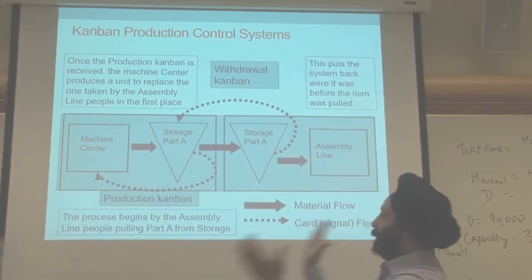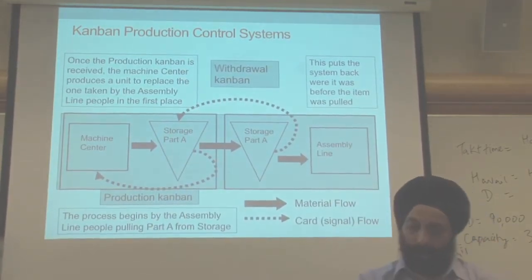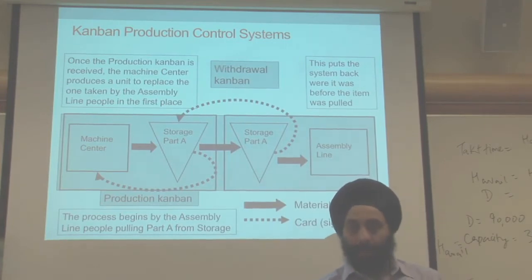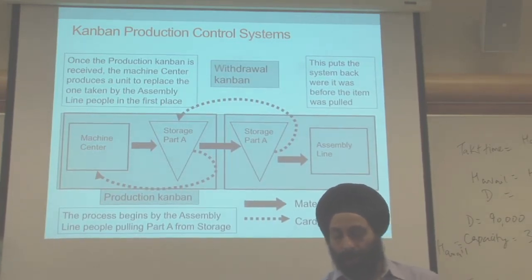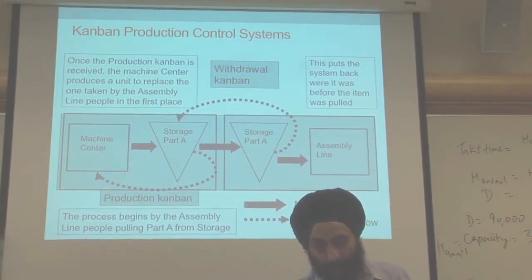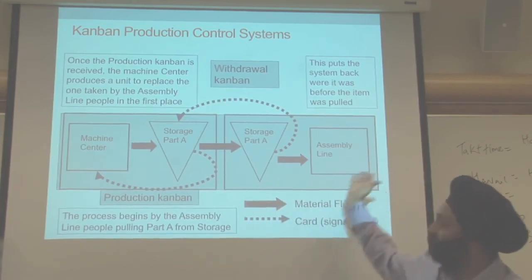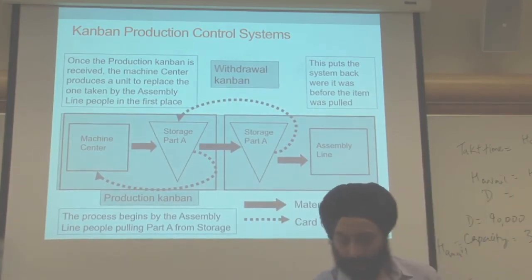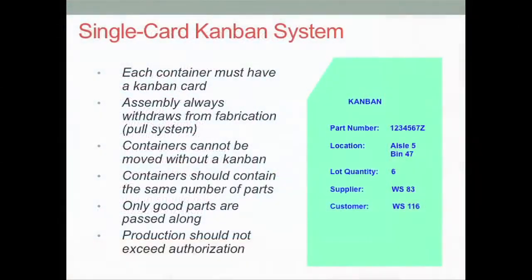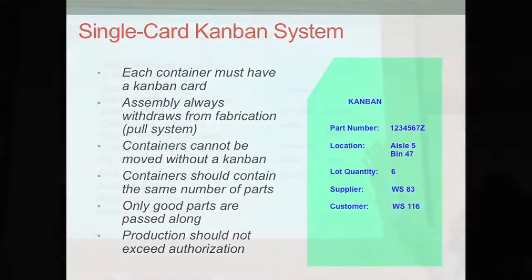So that's the movement of production Kanban and withdrawal Kanban back to synchronize with what the production is actually happening, which is being dictated by the final customer in this case. So single card Kanban system is each container must have a Kanban card. This is an example of a Kanban card, if you will.